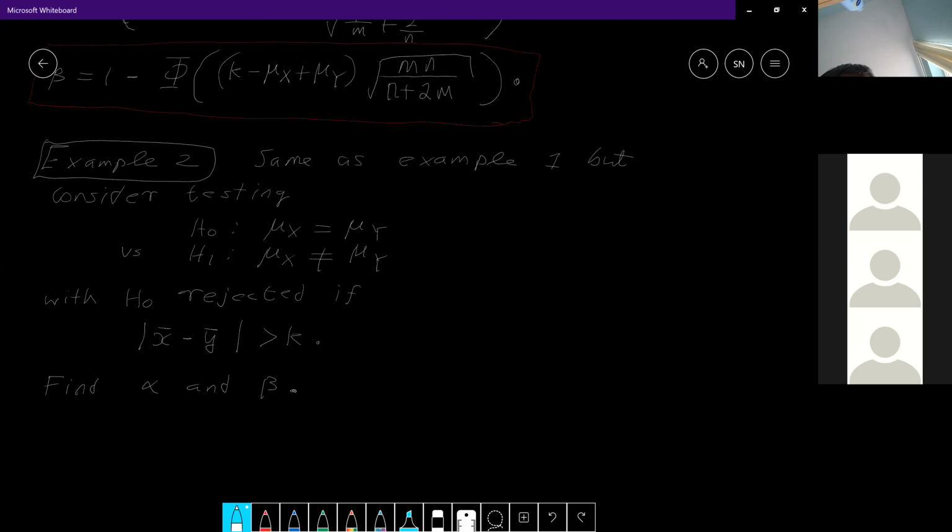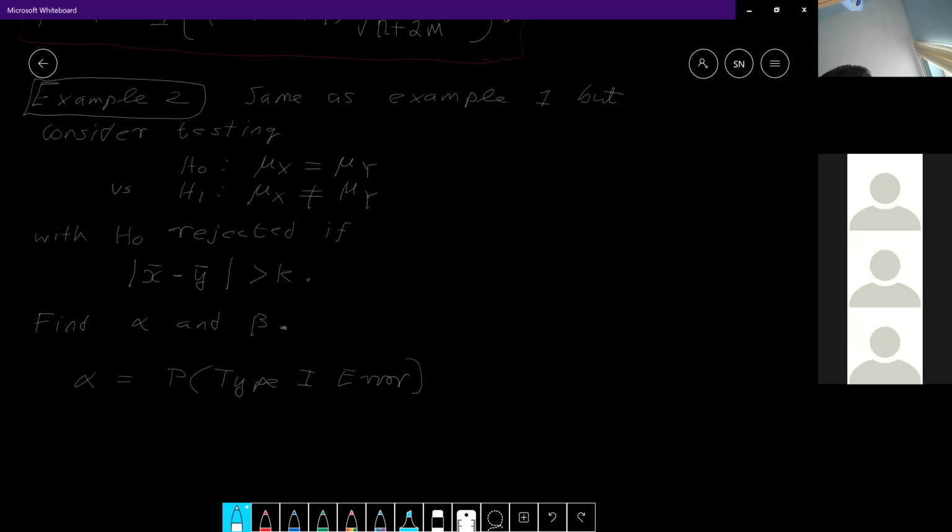So let's start with alpha first. Alpha is the probability of type 1 error, which is the probability of rejecting the null hypothesis. That is, absolute value of x bar minus y bar greater than k, given that mu x is equal to mu y. Okay.